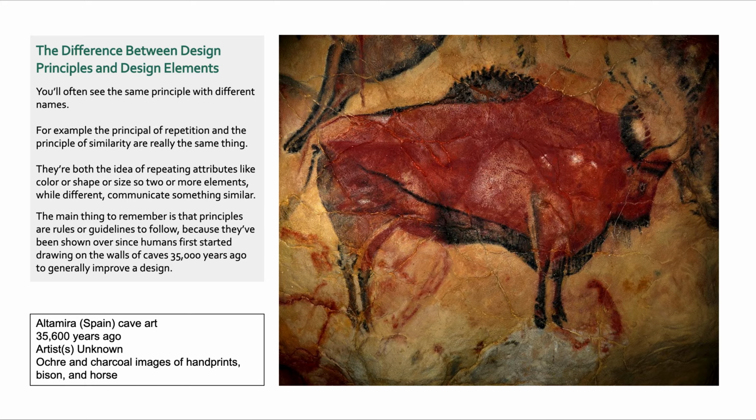So you'll often see the same principle with different names. So that happens too. For example, the principle of repetition and the principle of similarity are basically the same thing. They're both the idea of repeating attributes like color or shape or size, so that two or more elements, while different, also communicate something similar.